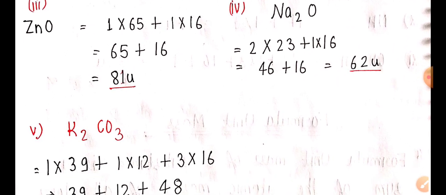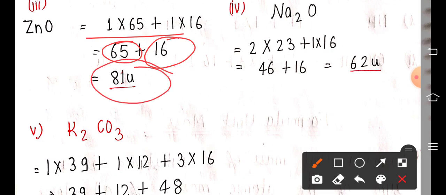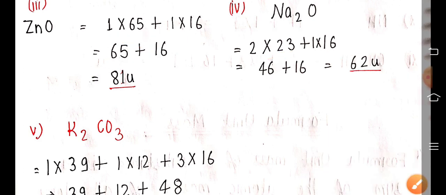Now we see next example, zinc oxide. Atomic mass of zinc is equal to 65 and oxygen is equal to 16. Total formula unit mass of zinc oxide is 81 unit. Our next example is sodium oxide. Atomic mass of sodium is equal to 23 and oxygen is equal to 16. 2 into 23 plus 1 into 16 is equal to 46 plus 16 is equal to 62 unit is the formula unit mass of sodium oxide.